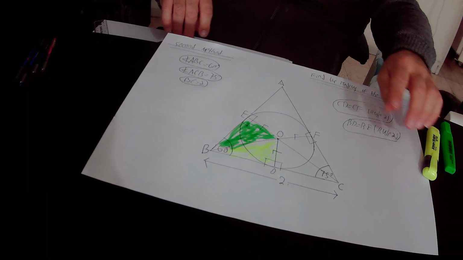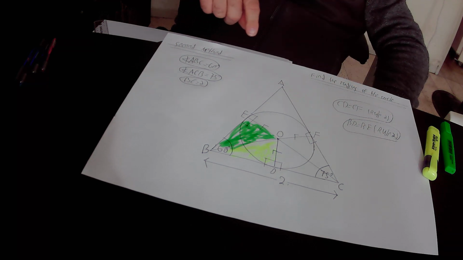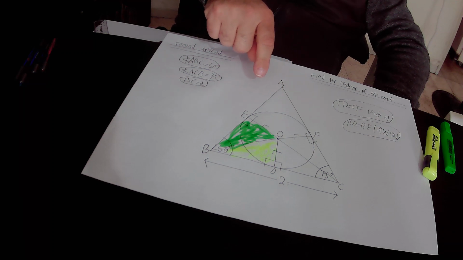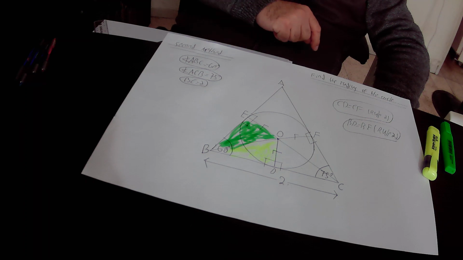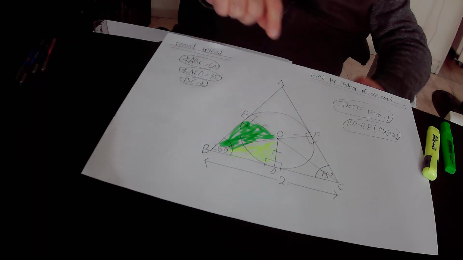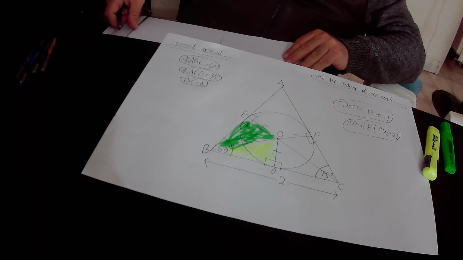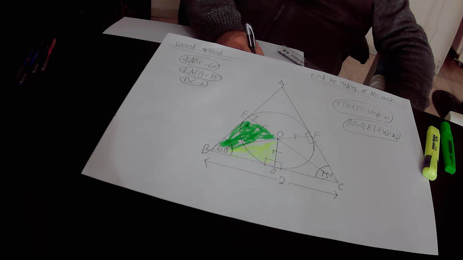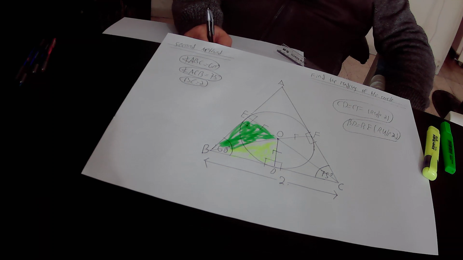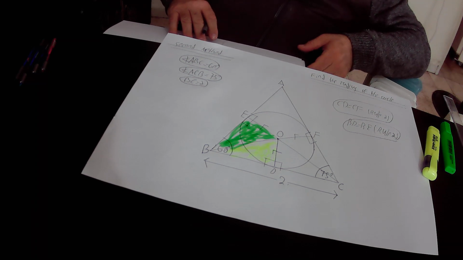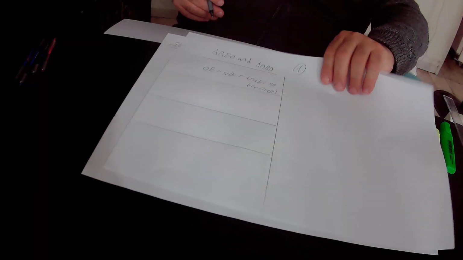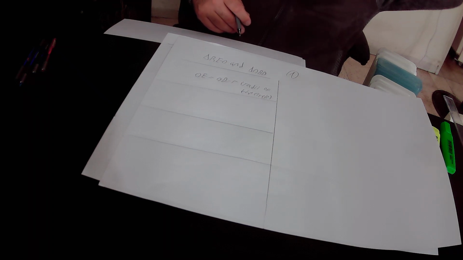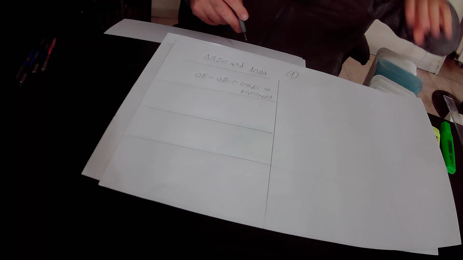So why is the green triangle congruent to the yellow triangle? First of all, OE equals OD. They are both the radii of the circle, therefore they are equal to each other. So side OE of the green triangle equals side OD of the yellow triangle.